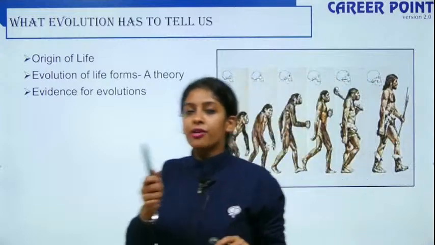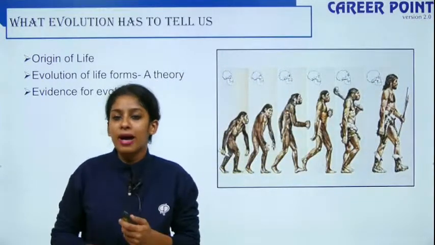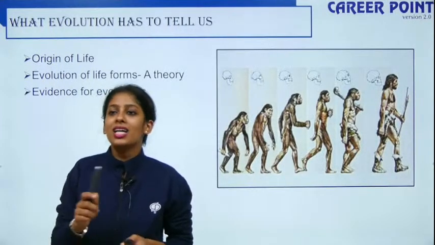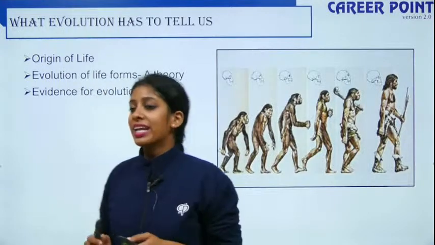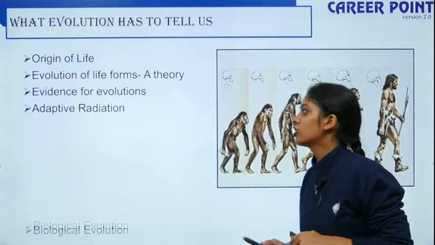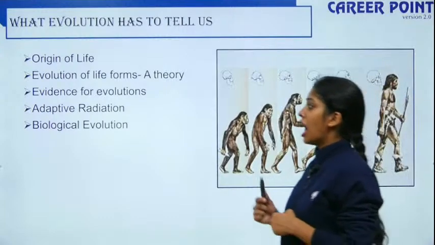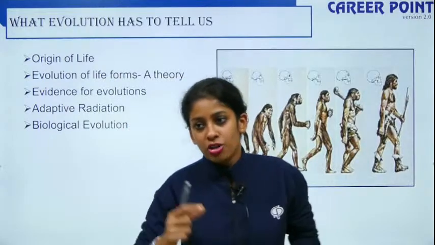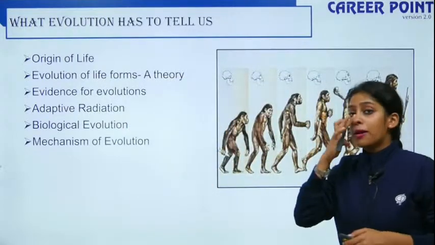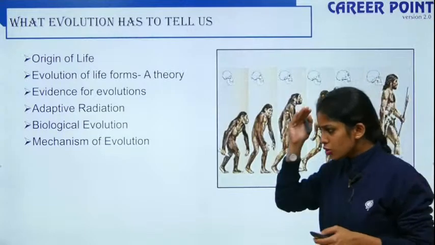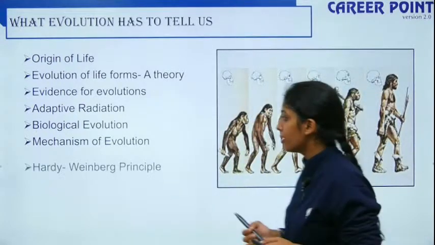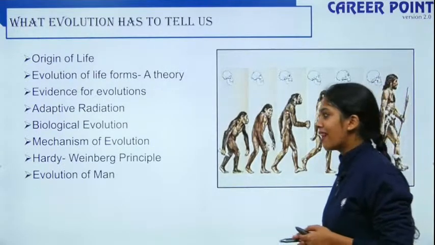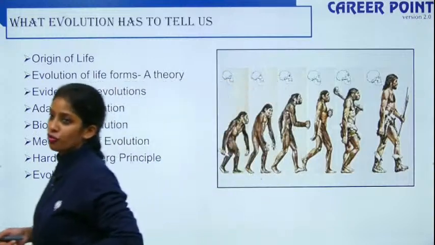Then evidences for evolution. You were not there to see the early man, so how do you know the early man lived? Because you saw pictures, you saw remains of the early man, and thus you came to a conclusion. So we need evidences as well. Then we'll talk about what is adaptive radiation. How did biological evolution happen? How did the cell evolve? That is your biological evolution. Then mechanism of evolution: how did evolution actually happen? Then we have the most important principle, the Hardy-Weinberg principle. And finally we'll end the chapter with the evolution of man.